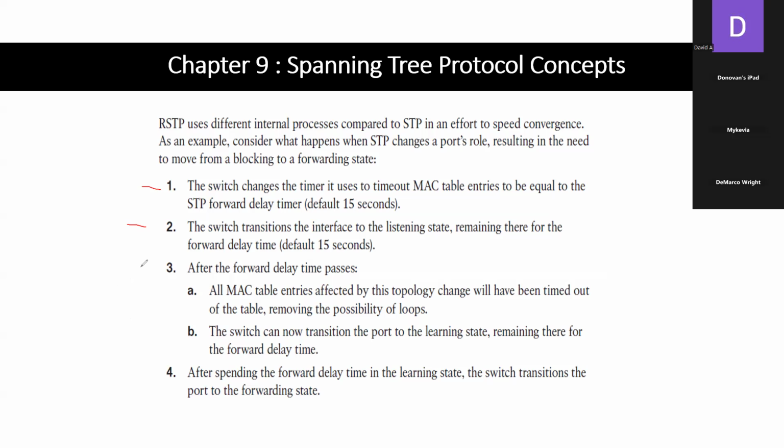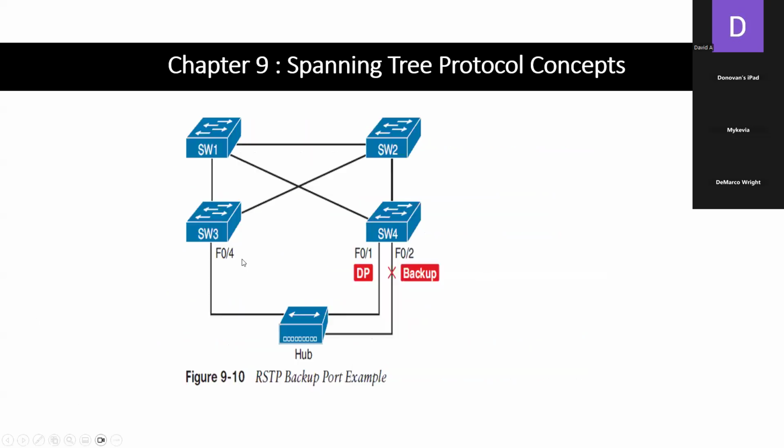After the forward delay passes, two things happen. All MAC address table entries affected by this topology change will be timed out, removing the possibility of loops. And then the switch can transition the port to a learning state, remaining there for the forward delay time, so that's another 15 seconds. After spending the forward delay time in the learning state, the switch transitions the port to the forwarding state. That is a very long time, guys.